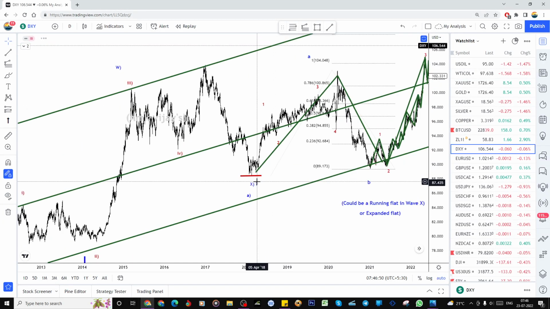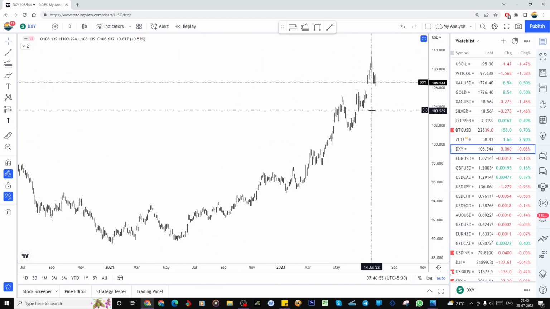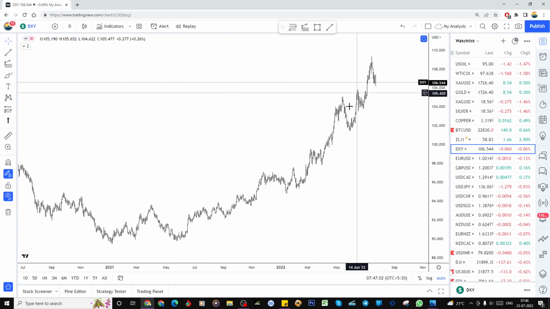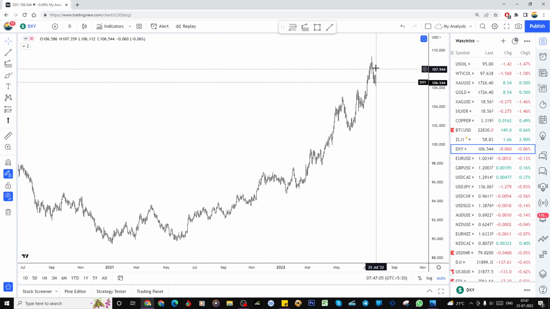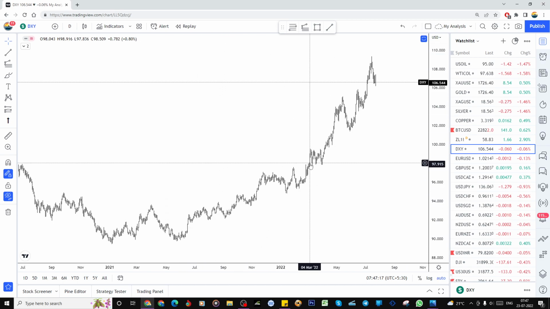I will forget about this previous. So in my view, whether this is the 1, this is the 2, and we are in the third wave. The third wave is already completed, so we are still in the fourth wave. After this fourth wave, one more fifth wave is ahead to reach that 112 or 111 or 113 like that.